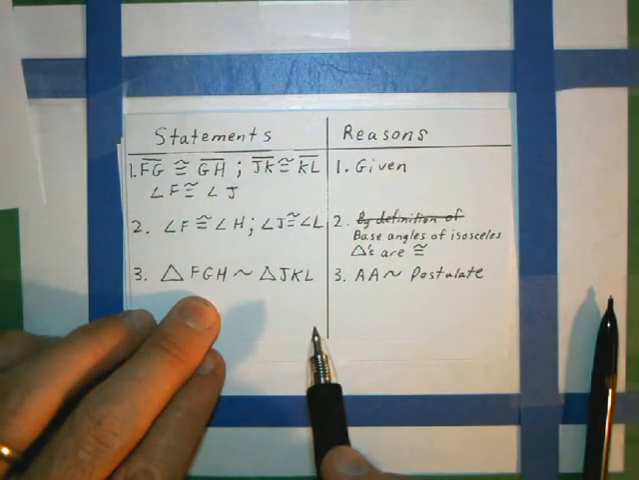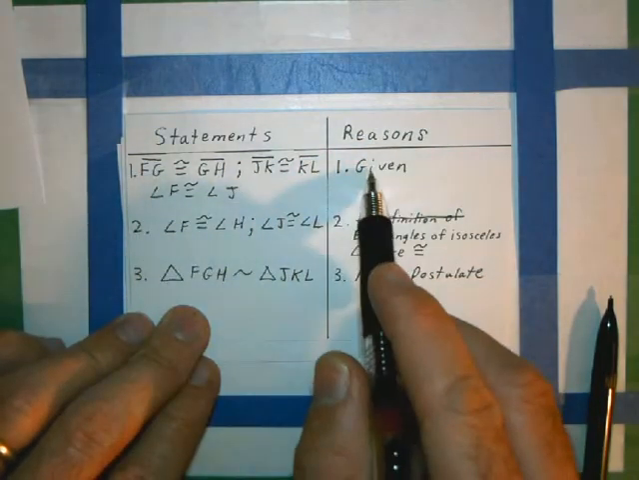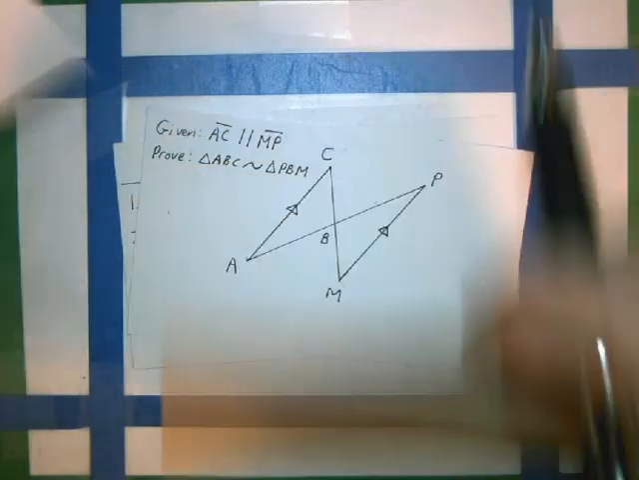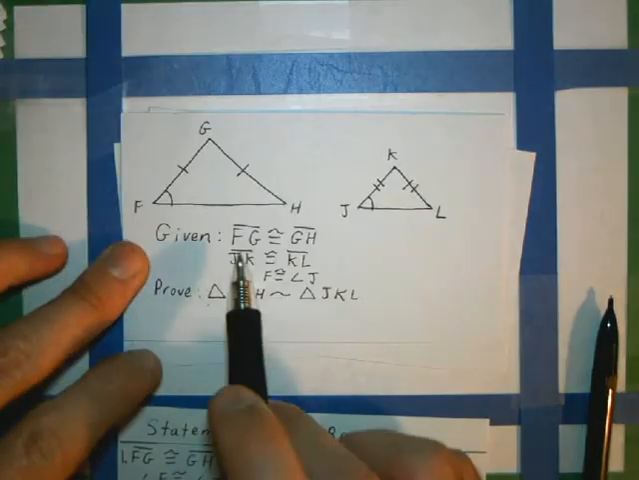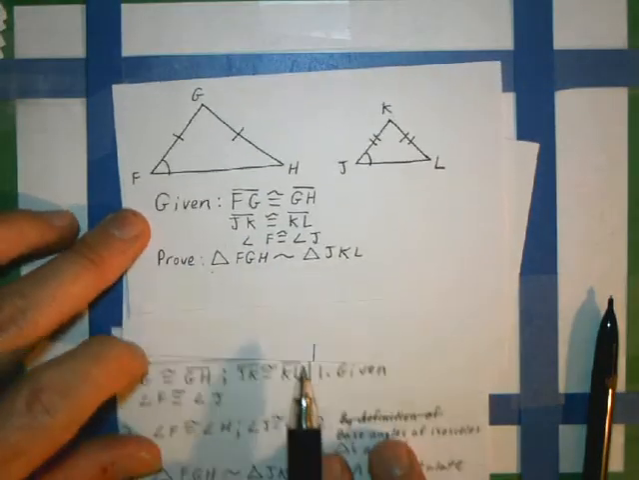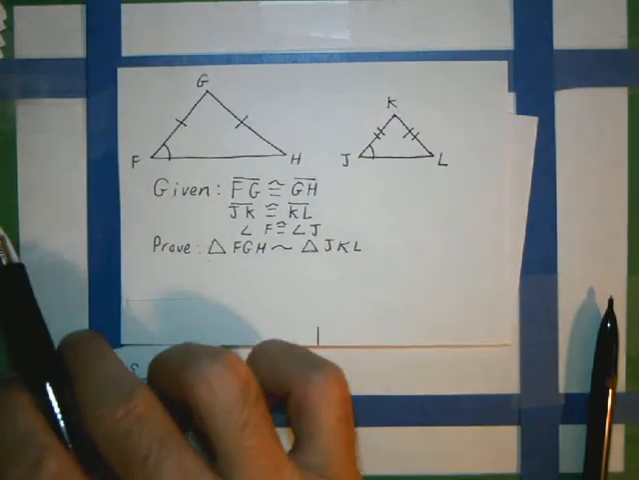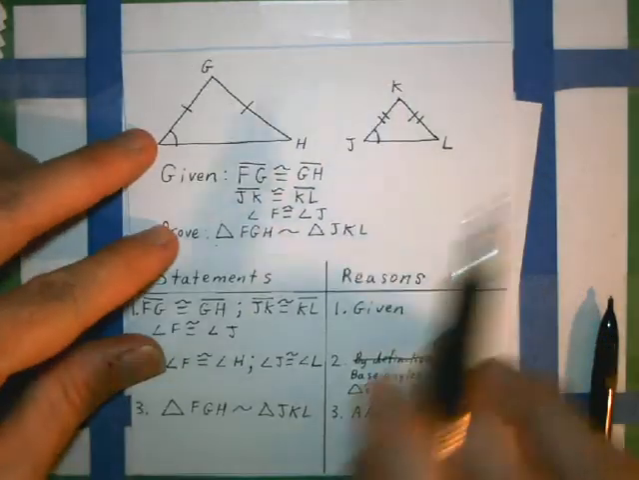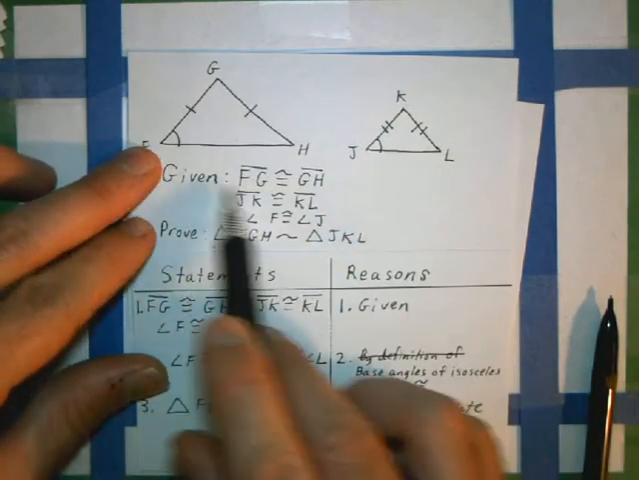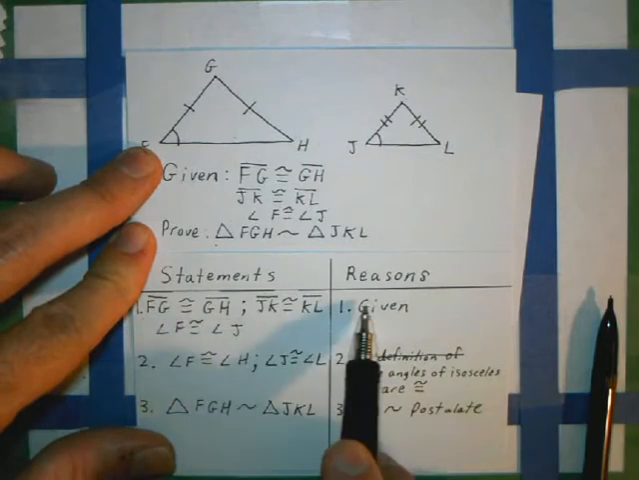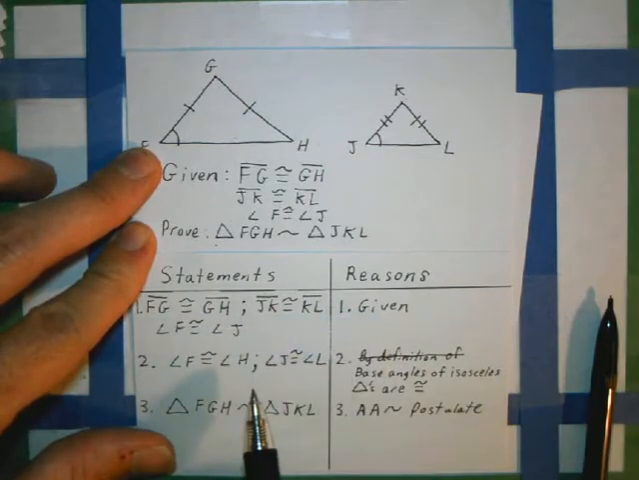The next step that you're going to do is write your given statement. Your statement is going to be exactly what's given. So you just copy what's given right here. And your reason for it is that it's given. They're telling you that.